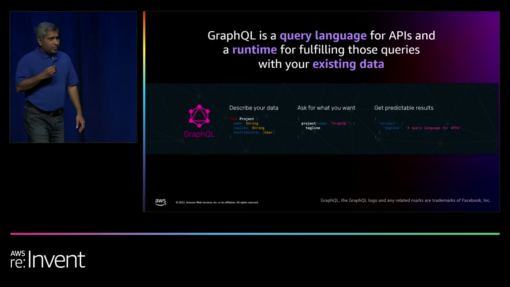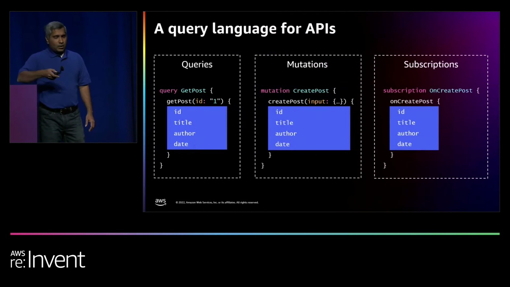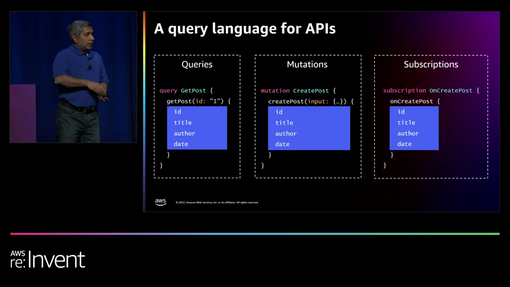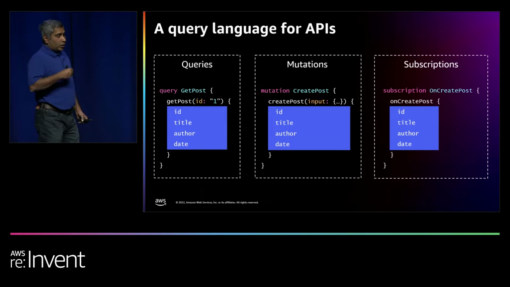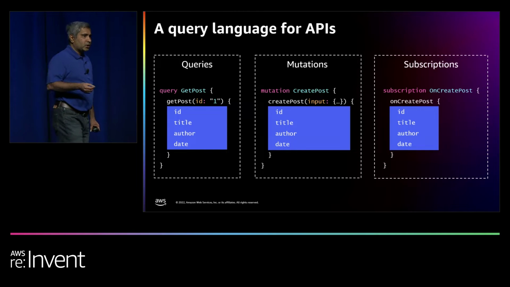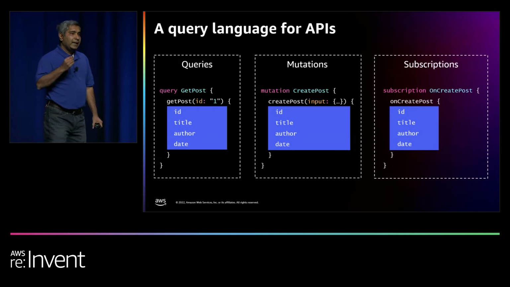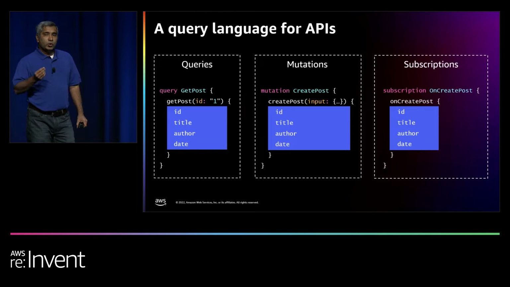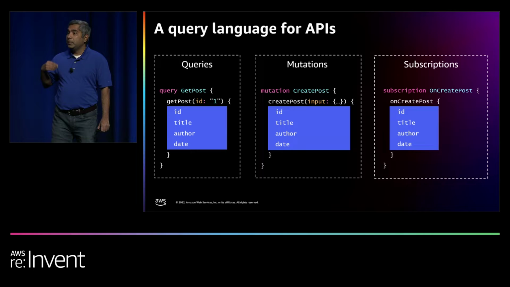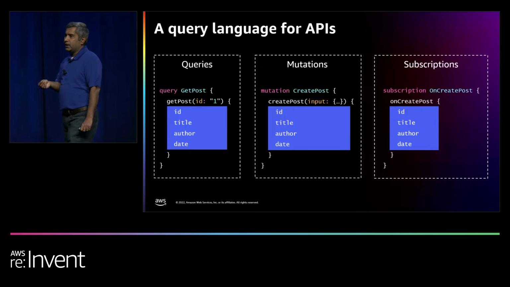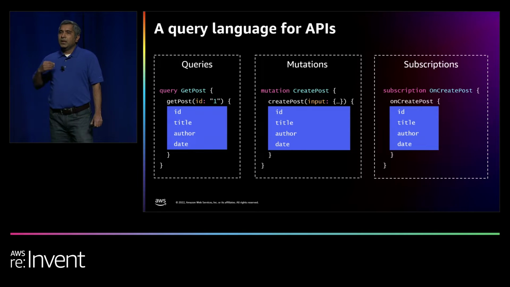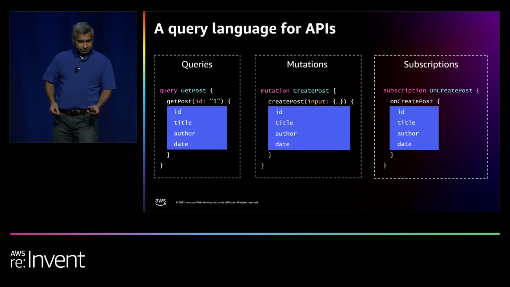And with respect to operations, the operations supported by GraphQL are queries, mutations, and subscriptions. Queries are used for reading the data. Mutations are used for writing the data. It could be create or update or delete. Subscriptions are basically where a client subscribes to data changes from a mutation.